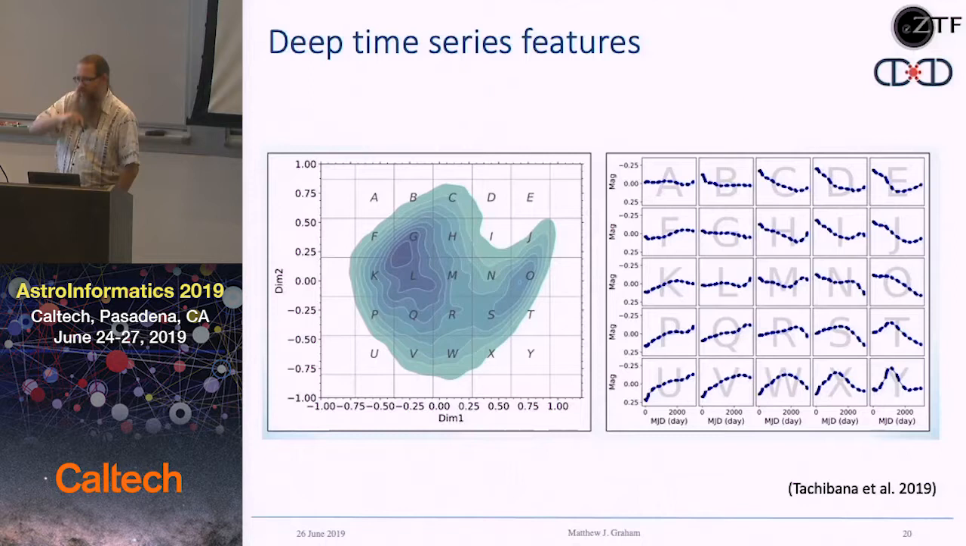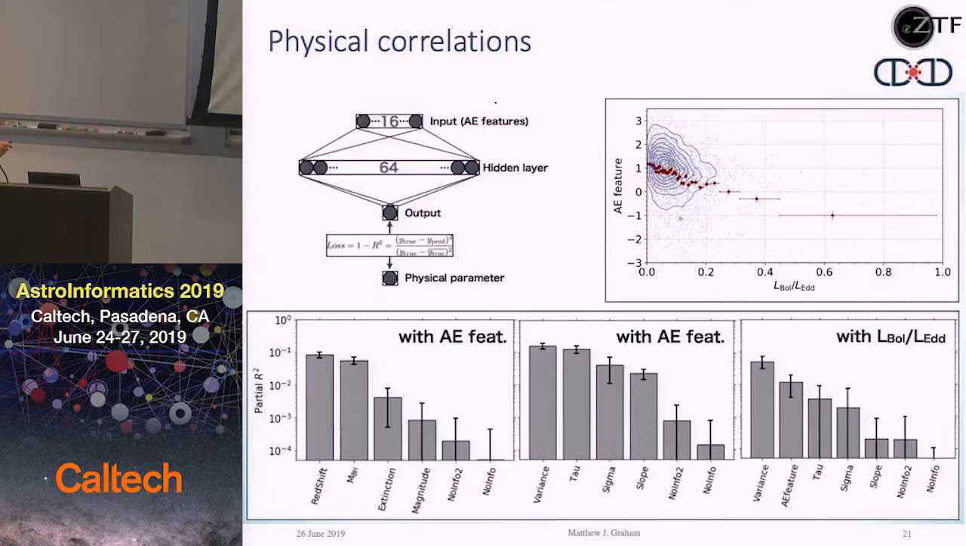What we can do, however, is deconvolve those 16 into a single feature and then see how that correlates with physical parameters to see if we're actually picking up information related to things we can measure. And what we see is, yes, that autoencoder feature does seem to correlate with luminosity. And when we look at the autoencoder feature compared to the sigma and tau that you measure from the damped random walk, we find that it does as well in terms of correlation as the variance or some of those other features. So there's meaningful information in this that we can extract. So it's good for the modeling.